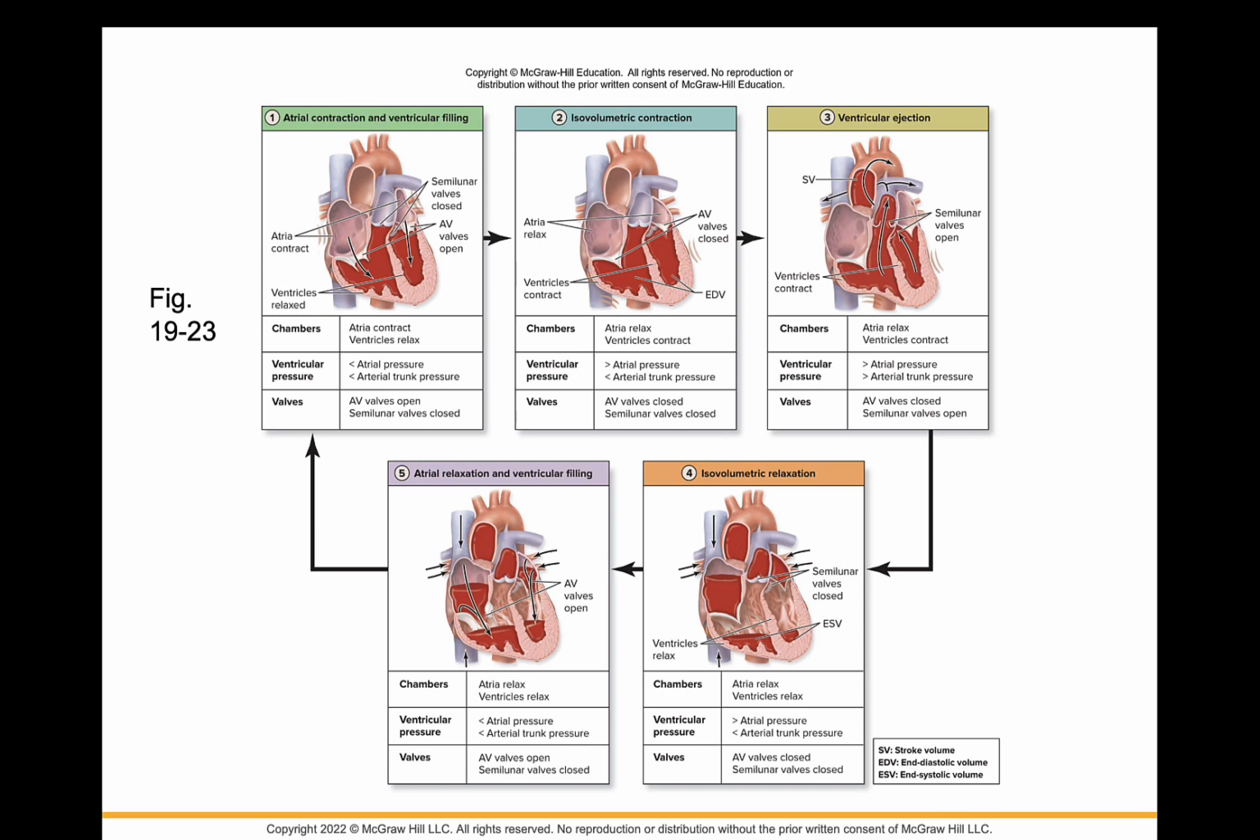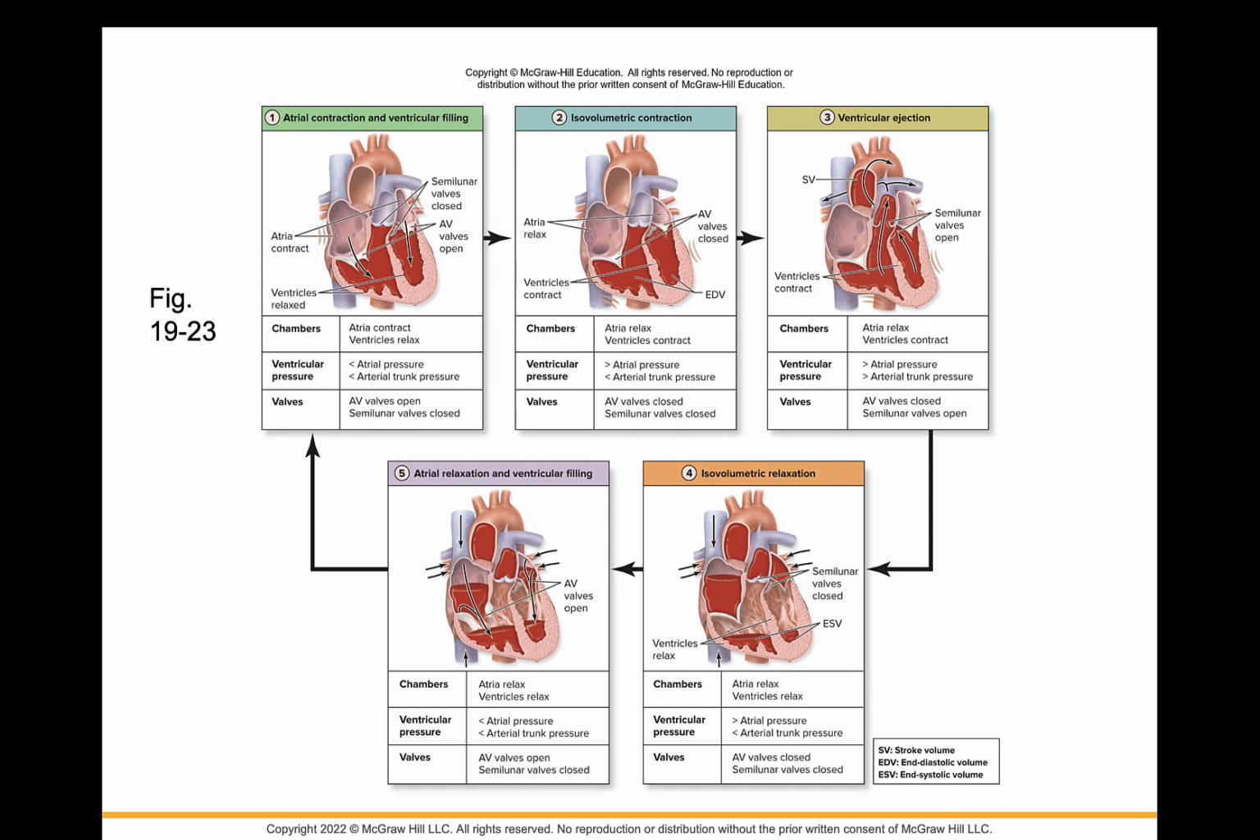This is going to be the isovolumetric relaxation. So the chambers, both the atria and the ventricles, are in a state of relaxation. Ventricular pressure is greater than atrial pressure, so the AV valve is closed. Ventricular pressure is also less than aortic pressure, so the semilunar valves are closed also. Hence isovolumetric: no way in, no way out, constant volume.